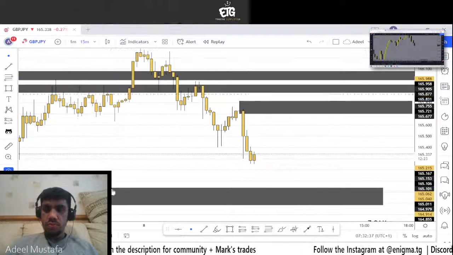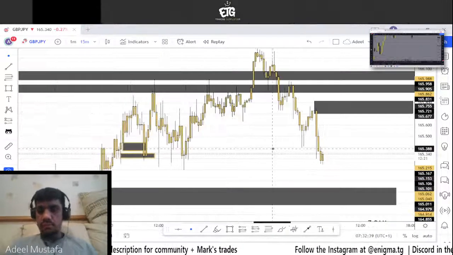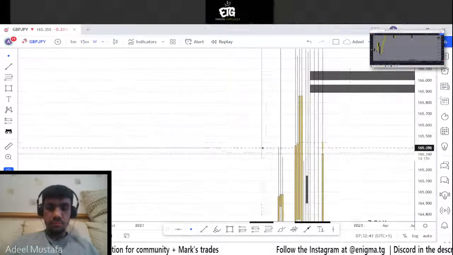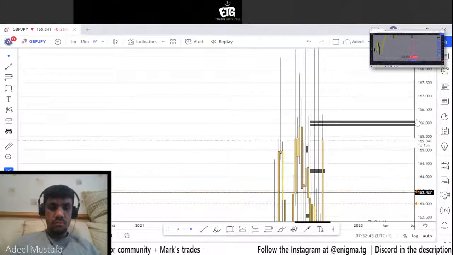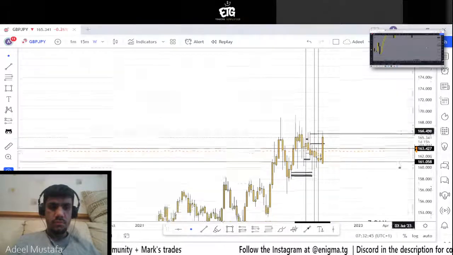Just waiting for this level to be weekly broken, potentially going back all the way down to the daily level over here, the 164,200. I can see that potentially.